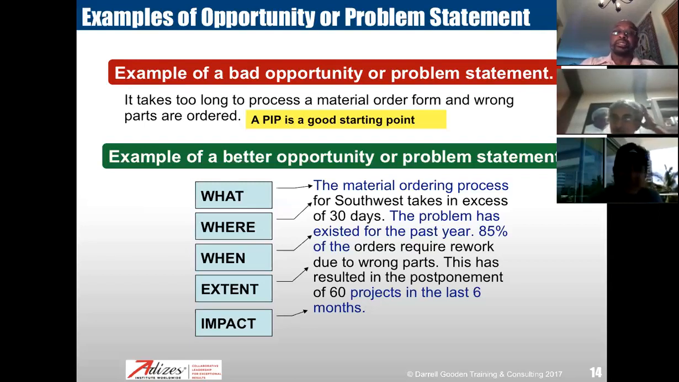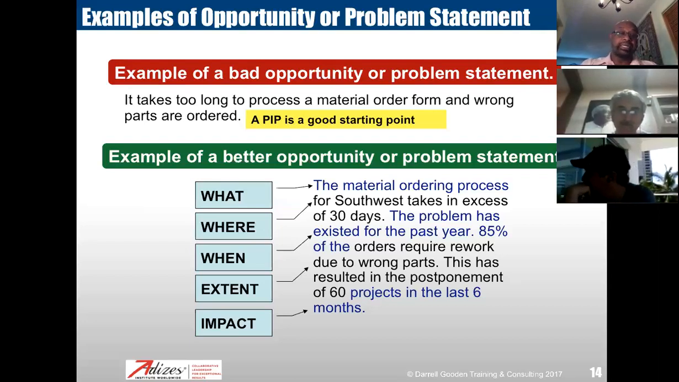The material order process for Southwest region takes in excess of 30 days. Specificity: it takes in excess of 30 days. I have a number there. This is important. The problem has existed for the past year. So we're defining not only what it is, but where and why it's been a challenge. 85% of the orders required were due to wrong parts. And that's the extent of it. This has resulted in a postponement of 60 projects in the last 6 months. So there's an impact. So what is the problem? Where is it occurring in the Southwest?